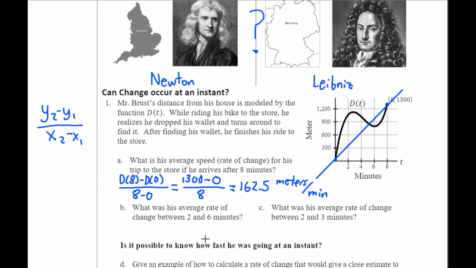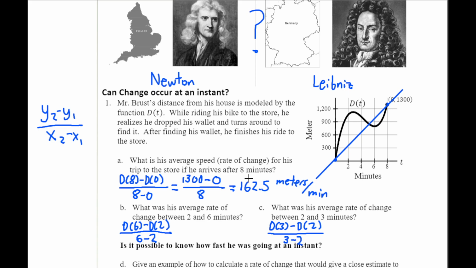For parts B and C, I'm not going to do the full calculation. I'm just going to do the setup. So what was his average rate of change between 2 and 6 minutes? d of 6 minus d of 2 over 6 minus 2. What was his average rate of change between 2 and 3 minutes? d of 3 minus d of 2 all over 3 minus 2.